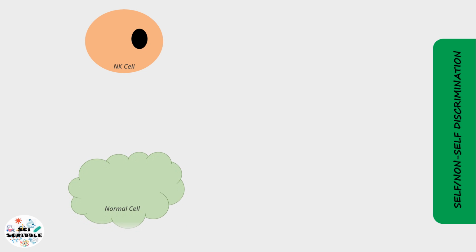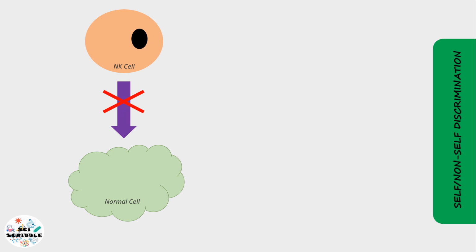How does our body prevent the immune system from attacking our own cells? This ability of our body is known as self and non-self discrimination. Now, let's see how this ability works in our body using NK cell as an example. NK cell stands for natural killer cell. So, when NK cell encounters a normal cell, it will prevent itself from attacking the cell due to the binding of respective receptors. Thus, immune response is not produced.